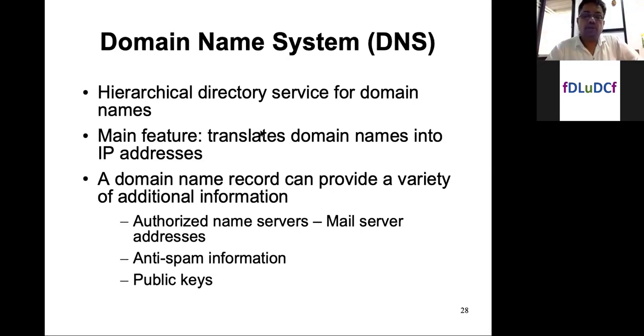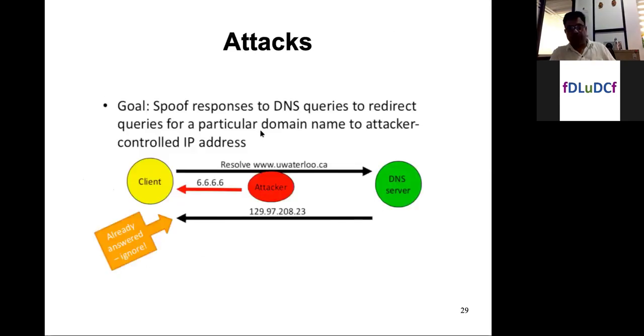Not only this translation, domain name servers provide some other information like mail server information and anti-spam information, and so on. The typical DNS system has a very simple typical attack. For example, your client, whether a web browser or email client, wants to resolve the domain name into the IP address, and it asks its own domain name server to resolve it.